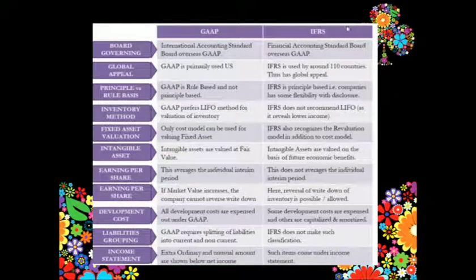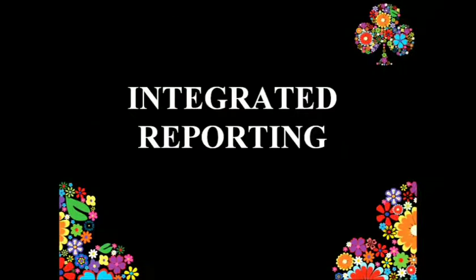So this is how GAAP and IFRS differ when it comes to inventory valuation, when it comes to fixed asset valuation, when it comes to determining the intangible asset, when it comes to treating development costs. You could see there are changes. So this is how each and every reporting method, that is GAAP, changes from that of IFRS.